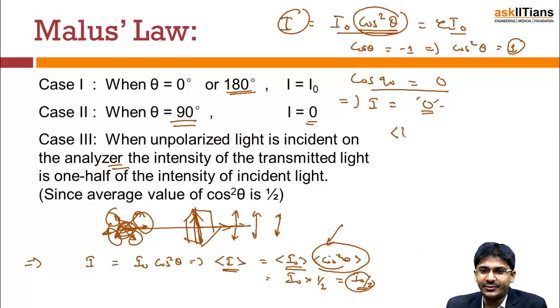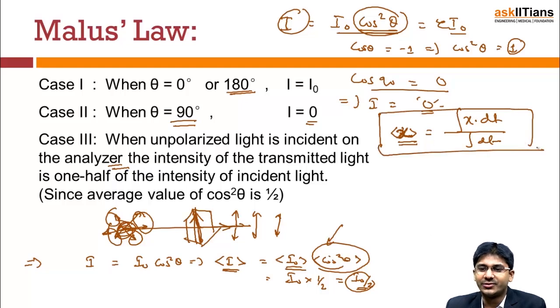If you have to find the average value, suppose of x when it is changing with respect to time, you find the integral of x dt and divide it by the integral of dt. This is the average value. This is a universal formula for the average.